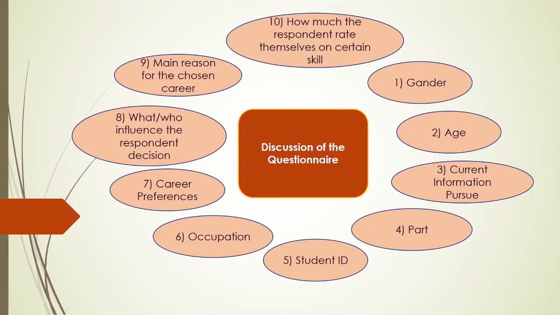The eighth is what or who influenced the respondent's decision. This question is to determine the influence on the career chosen by the respondent. Ninth, the main reason for the chosen career. This section is for the respondent to state the main reason he chose the career. And the last question is how much the respondent rates themselves on certain skills. For this section, the respondent is required to rate themselves as they know better about themselves than other people.